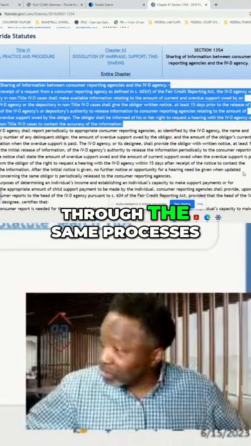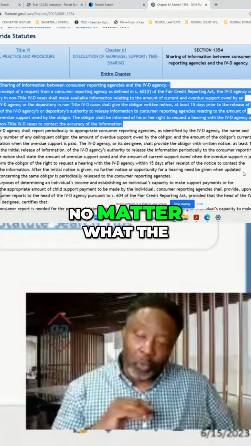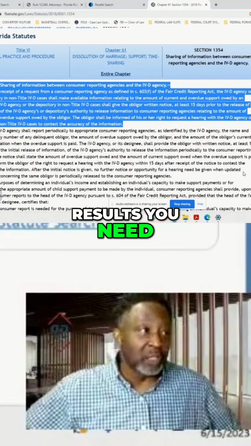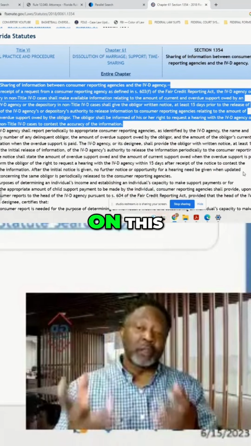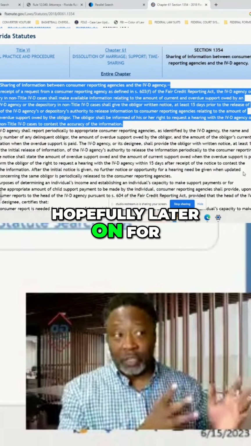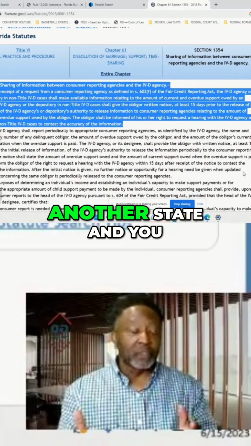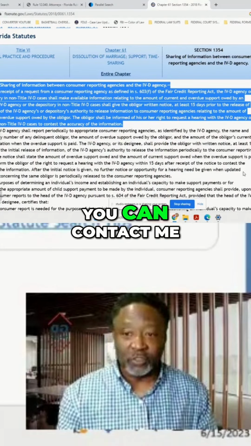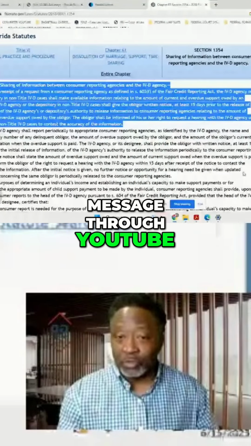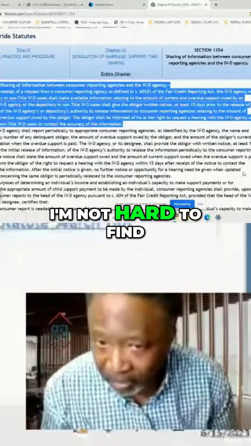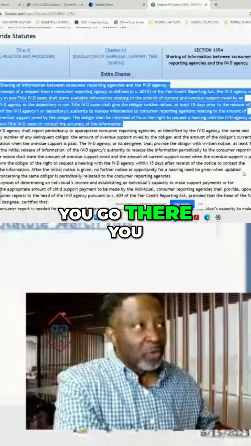I'm just walking you through the same processes that I took and take now, no matter what the case is, to get you the results you need. Again, for those who are just late jumping on or who may get on this later on for your own edification, I'm speaking from the state of Florida. If you're out of another state and you need some information from me, you can contact me at gdnapsey.com, or you can come on here or send me a message through YouTube, Facebook, or what have you. I'm not hard to find. In fact, you can go to gregdoss.com, and if you go there, you can contact me as well.